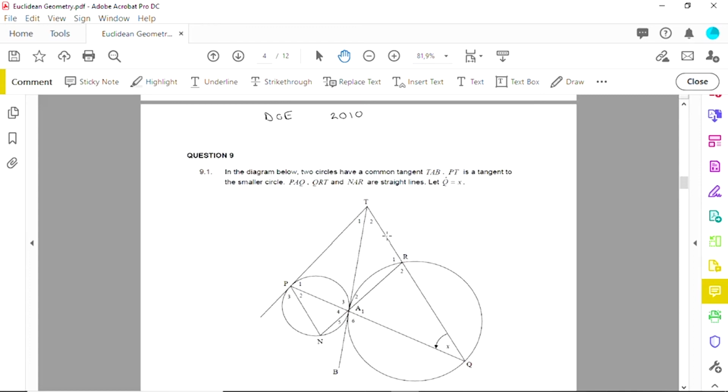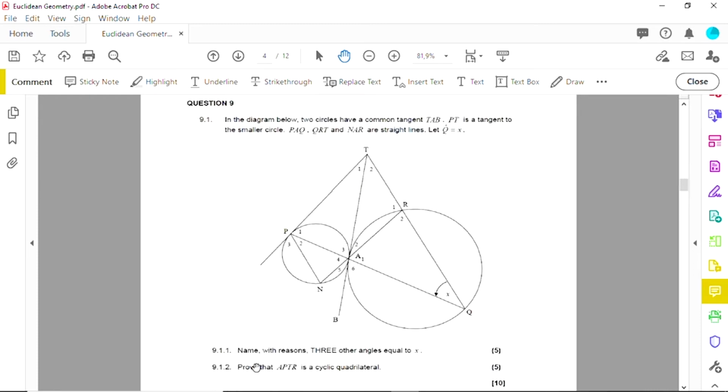And this example is taken from the Department of Education's 2010 exam paper. For this example, in the diagram below, we have two circles having common tangents, and we have PT, which is a tangent to the smaller circle. We have PAQ, and QRT, and NAR, which are straight lines. We're given that Q is equal to X, and we are required to find with reasons 3 other angles that are equal to X. So we can pause and think about this and try and find 3 other angles that are equal to X.